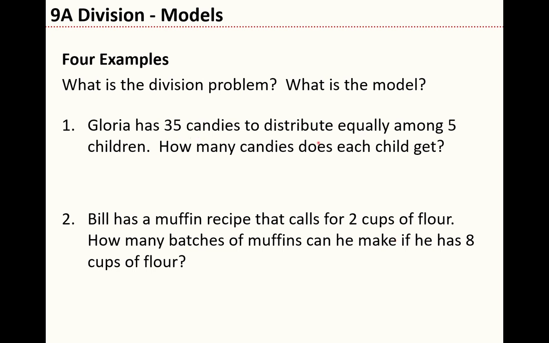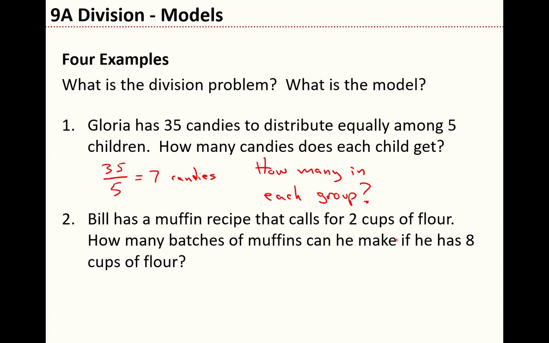Number 1, Gloria has 35 candies to distribute equally among 5 children. How many candies does each child get? So the division problem is 35 divided by 5. The answer is 7 candies. And this is a how many in each group problem. I think of the groups as the kids, and so each kid gets 7 candies. 7 candies per group.